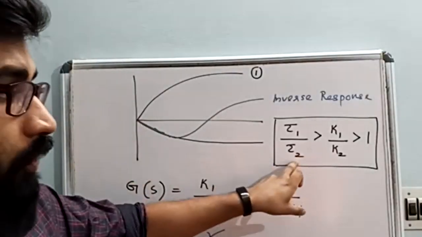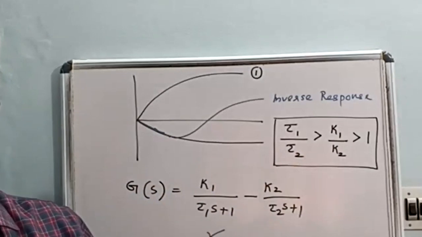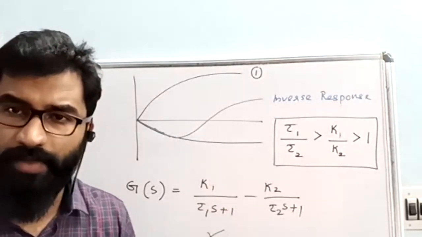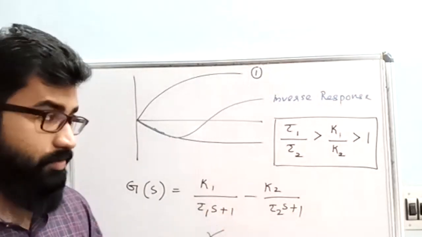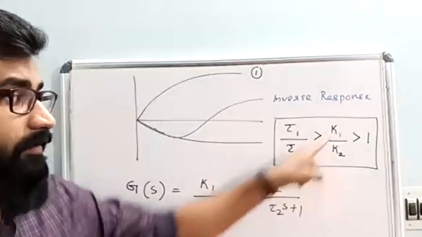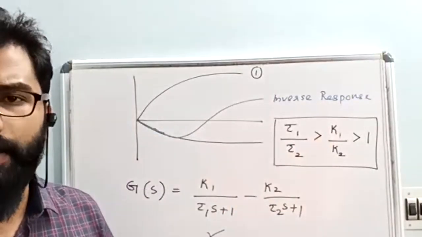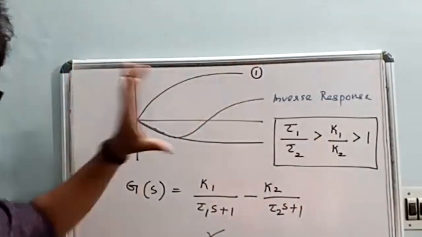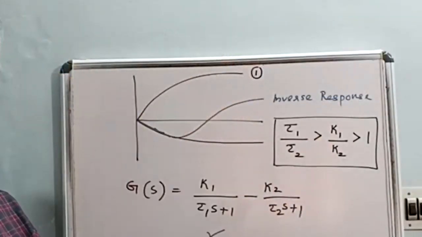So the meaning is that tau 2 is a very low value. Whichever has the lower time constant will respond faster. I hope you understand. In the same way, for gain, which one has the higher gain? K1 has the higher value of gain. Whichever has the higher gain will have more output; the final value will be more for that.